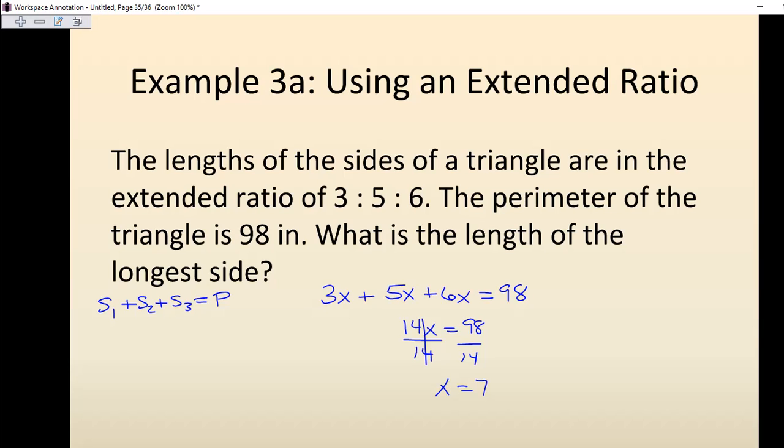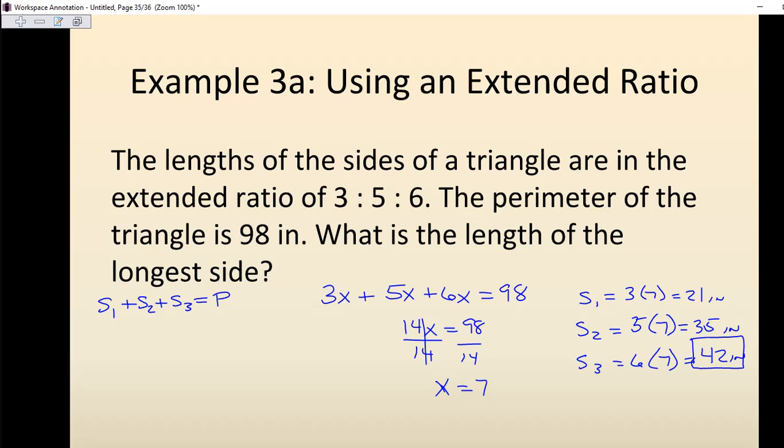So now we'll go back and find our side lengths here. Side 1 is going to be 3 times 7, that'll give us 21 inches. Side 2 will be 5 times 7, which will be 35 inches. And then side 3, the one we were looking for, is going to be 6 times 7, and that will be 42 inches. This is our largest, so what is the length of the longest side? It is going to be 42 inches.